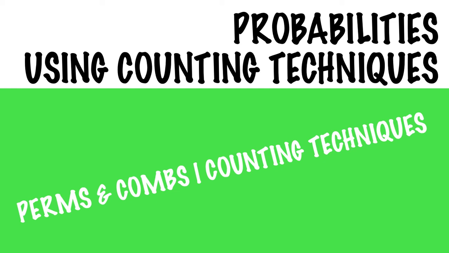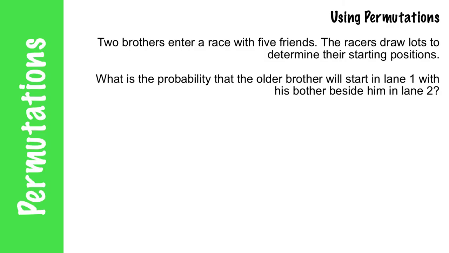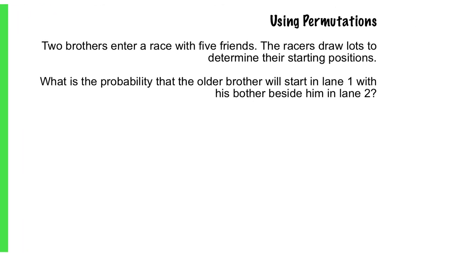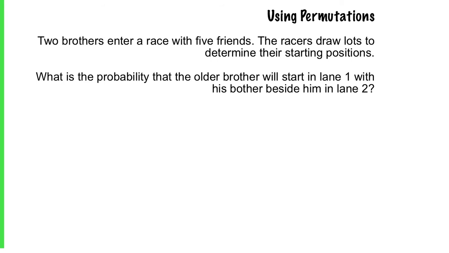Probabilities using counting techniques. In the first example, we use permutations. Two brothers enter a race with 5 friends. The racers draw lots to determine their starting positions. What is the probability that the older brother will start in lane 1 with his brother beside him in lane 2?